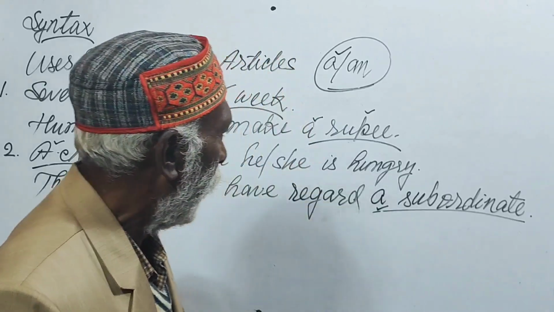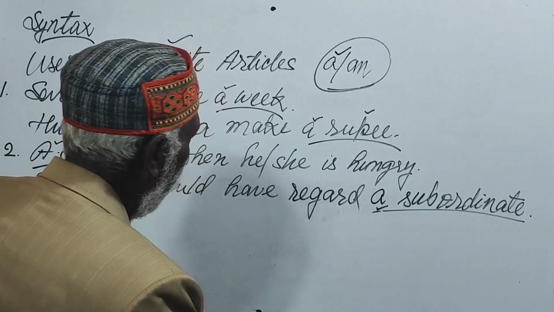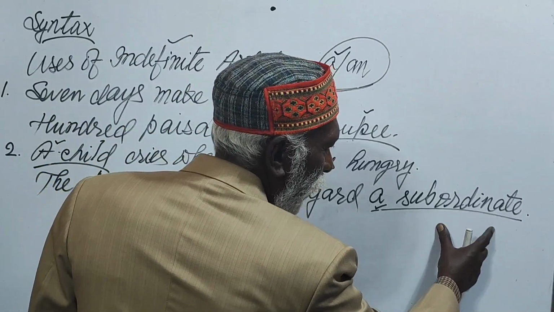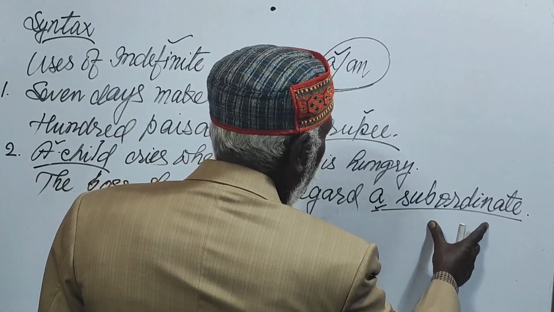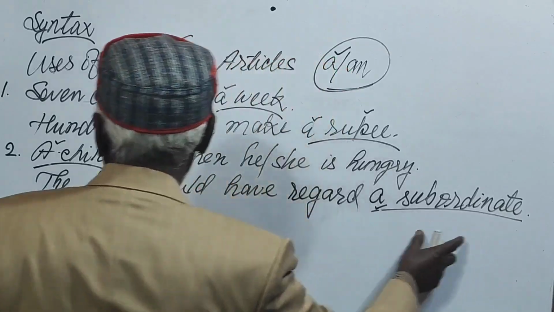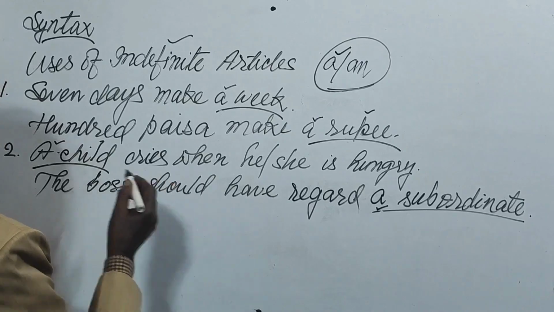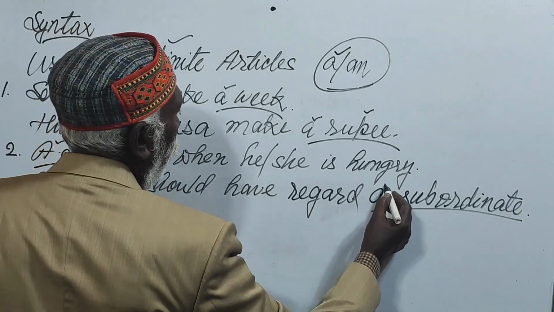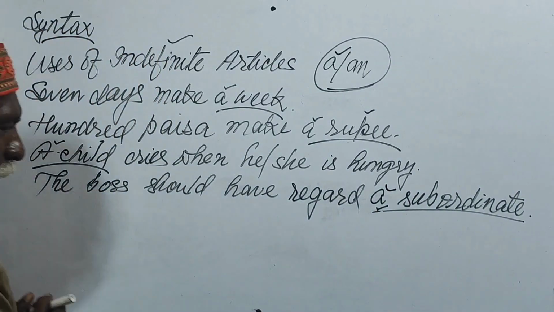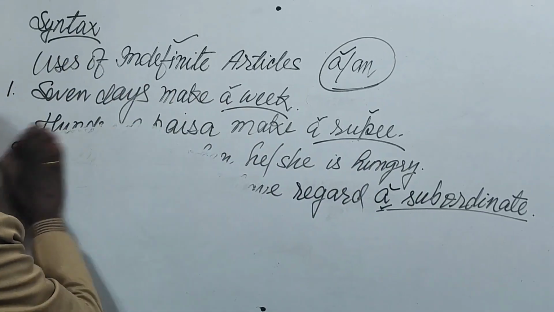Let's come to the point. A subordinate, representing or expressing the whole community, the whole class, the whole group. In that case, the article a is used. Next rule is about use in a vague expression.